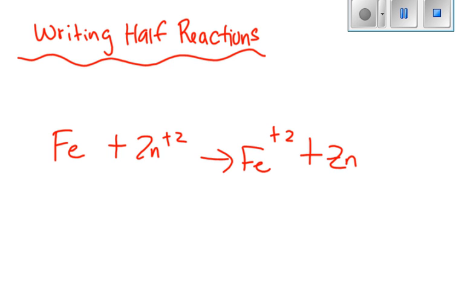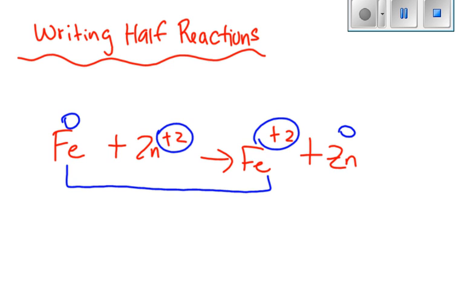So here, iron is a free element all by itself, so it's going to be 0. This one's nice and easy. Zinc gives you the charge is +2. Over here, iron gives you the charge is +2, and zinc is 0. So the next step is identifying what's oxidized and what's reduced. So we see that iron goes from 0 to +2, and zinc goes from +2 to 0.